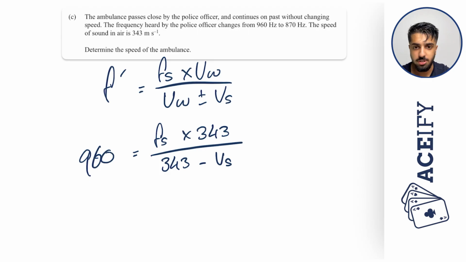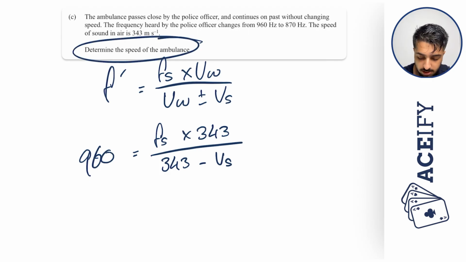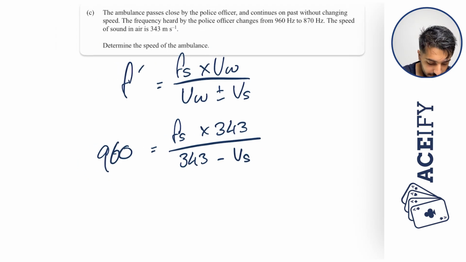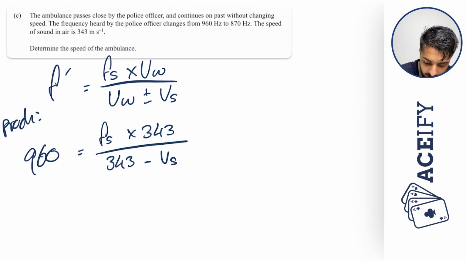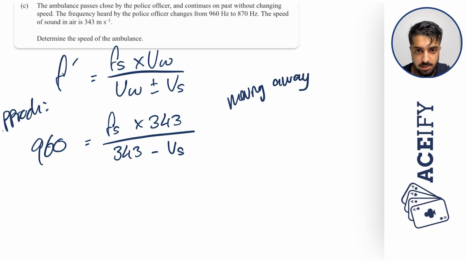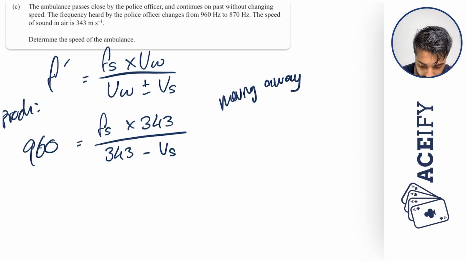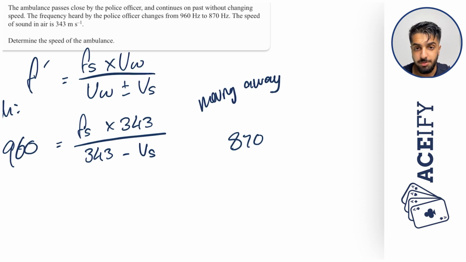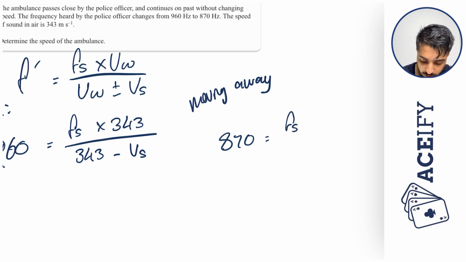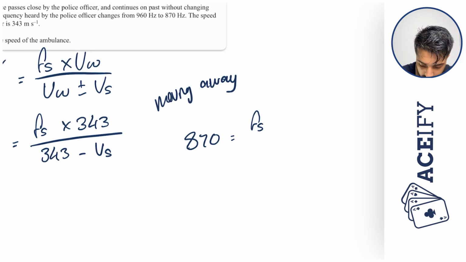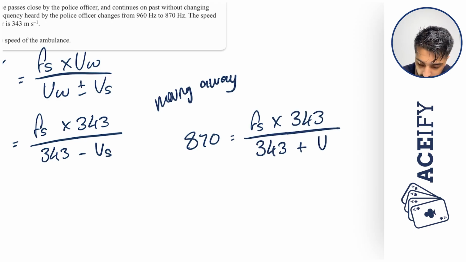Again, we're trying to find the velocity of the source, which is the speed of the ambulance, and we don't know that, obviously. So this is our approach. Now, when the ambulance is moving away, similar equation, but we just flip the sign around. So we have 870, which is the frequency that the police officer hears, and that's equal to our source frequency, which again we do not know, times the velocity of the wave, which is 343, all over 343 plus the velocity of the source, which again is what we're trying to find.